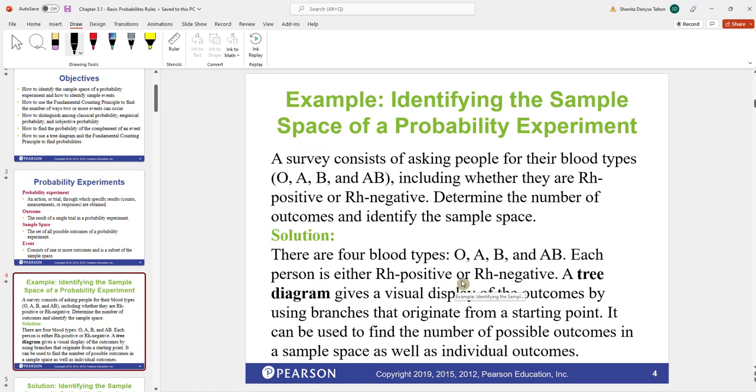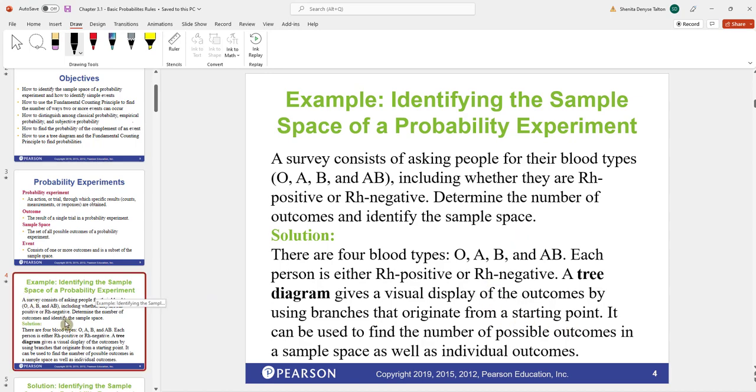So let's look at this example. A survey consists of asking people for their blood types, A, O, B, and AB, including whether they are Rh negative or Rh positive. We're going to determine the number of outcomes and identify the sample space. So you know you have four blood types. You can either be negative or you can be positive.